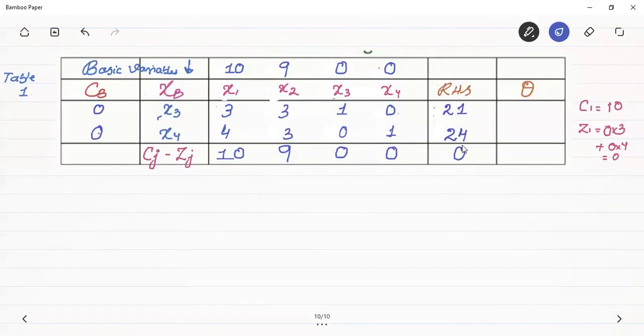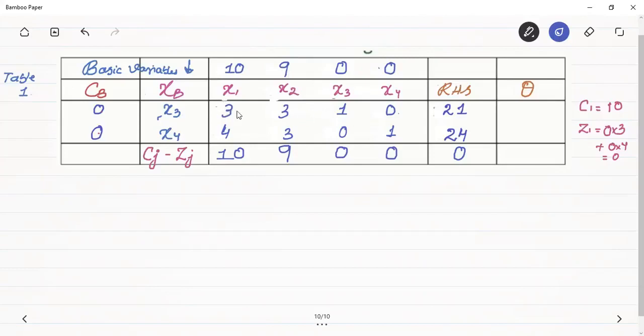Okay, so I think this table is clear to you. What we have done here, simply I can just give a brief recap. We have selected the basic variables and we told that the slack variables will be the basic variables. We wrote x3 and x4 along with their cost coefficients, which are 0 in this case. यहाँ पे इस रो में हमने क्या लिखा? x1 x2 x3 and x4 and their cost coefficients in the objective function, which are 10 9 0 and 0.